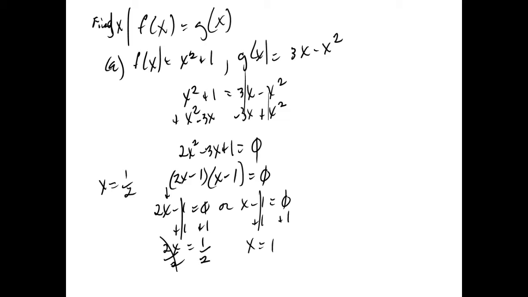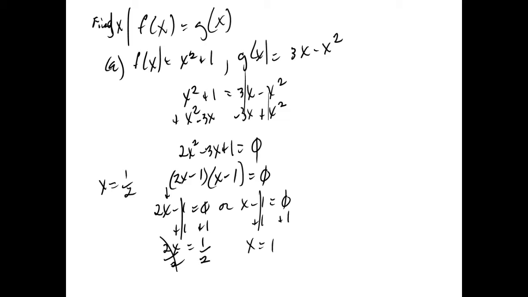1 squared is? Plus 1. Ah, we hit it again. Y'all remembered it from last time, didn't you? Okay, next. 3 times 1 is 3 minus 1 is 2. Yes, 2 is equal to 2. You got it. Very good.